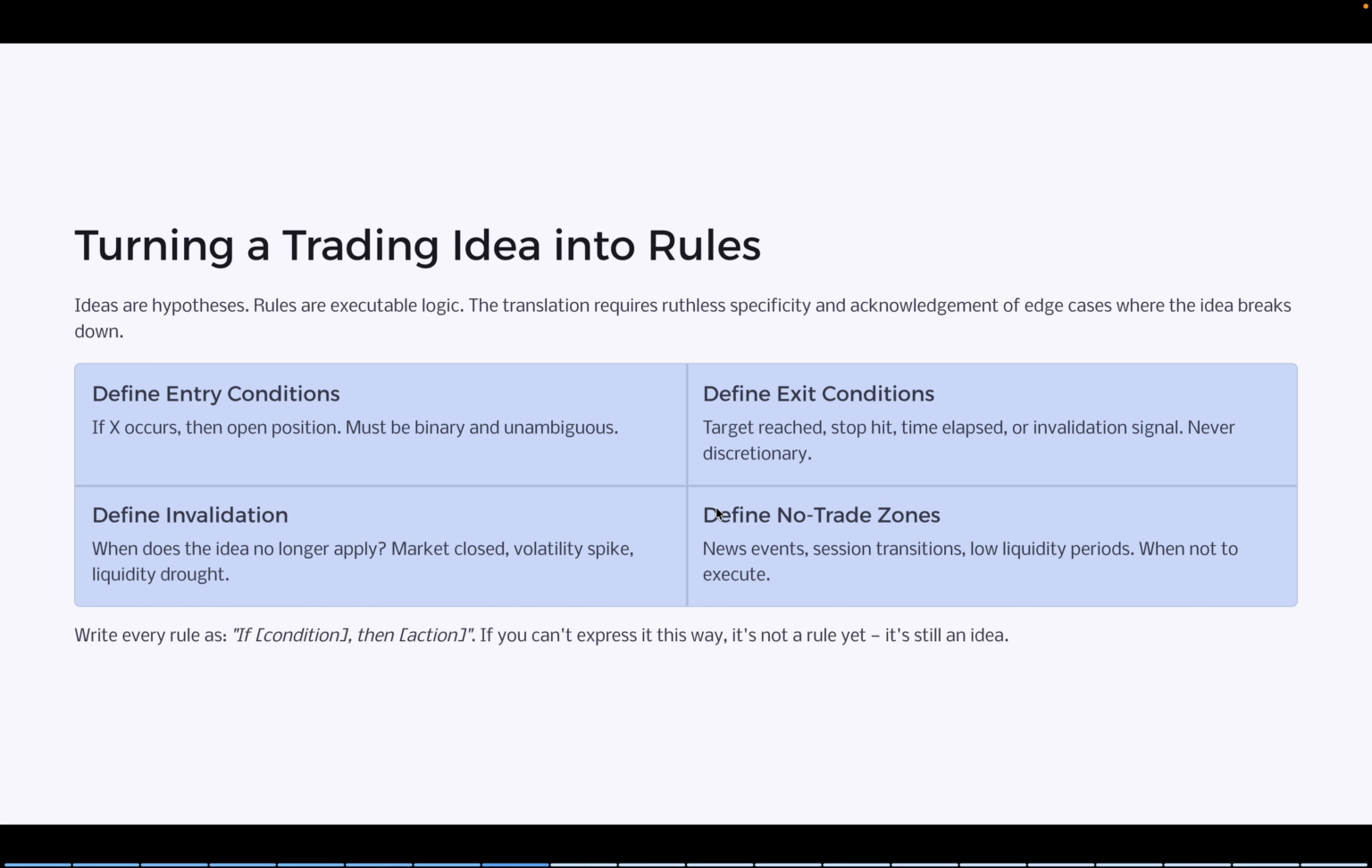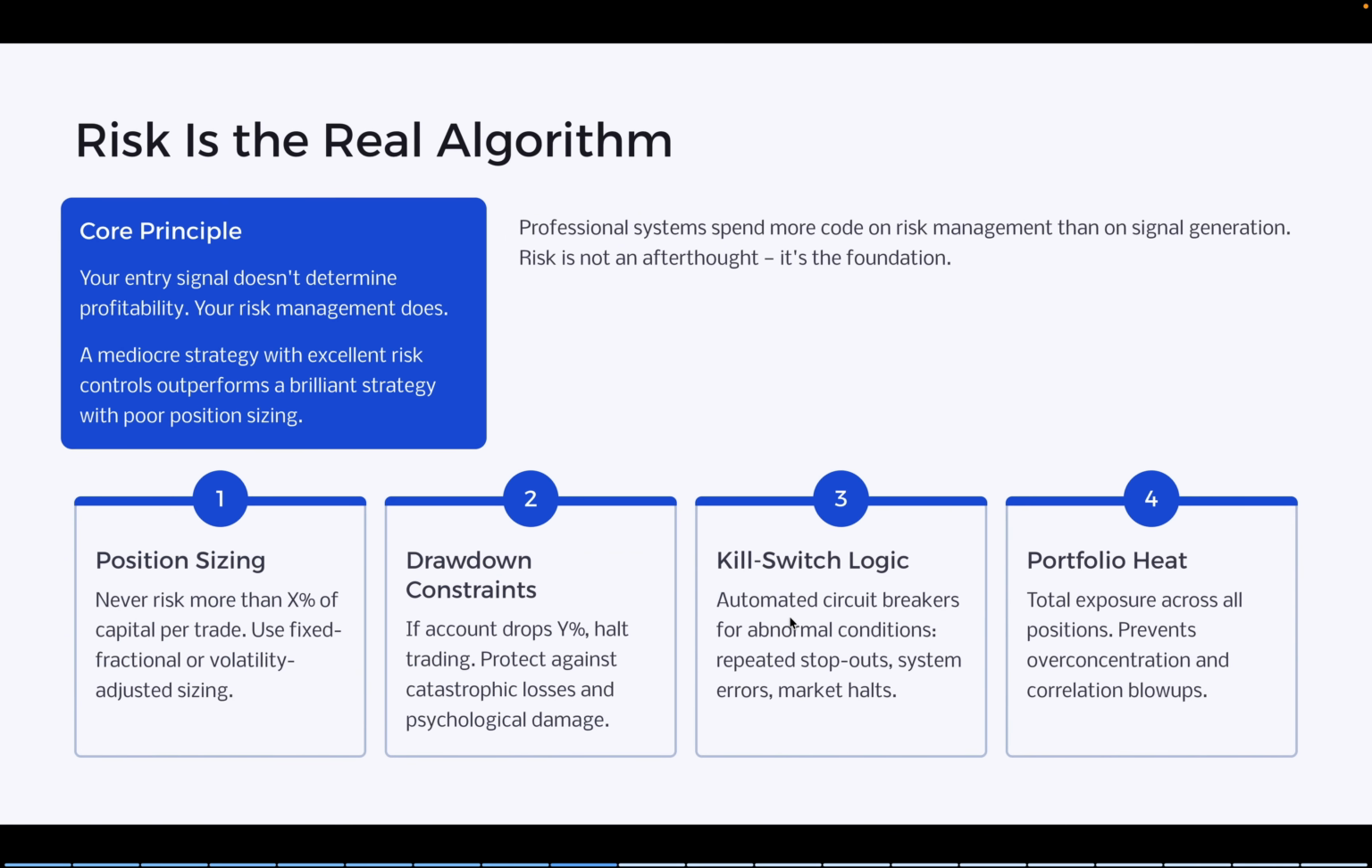You need to define no-trade zones, like news events, session transitions, and low liquidity periods, when not to execute. And this is extremely important. Just note it down. It is extremely important for you to decide when not to trade. When does your algo do no trade? And write every rule as: if condition, then action. If you can't express it this way, it's not a rule, it's still an idea, maybe a good idea, but poor in execution.